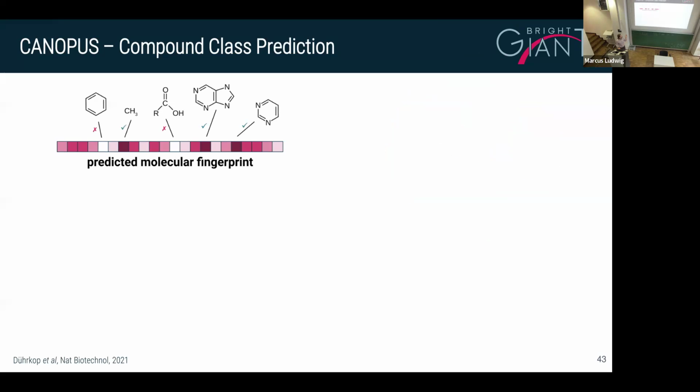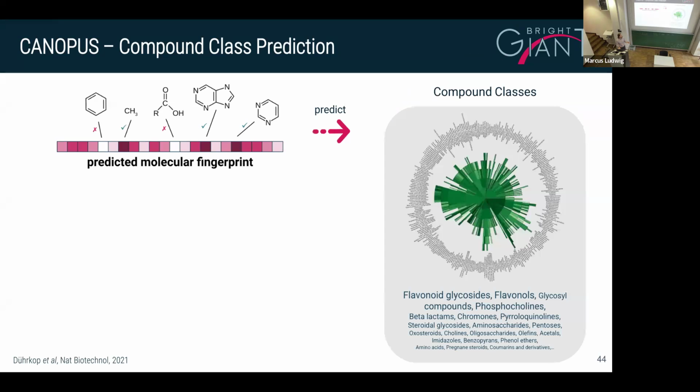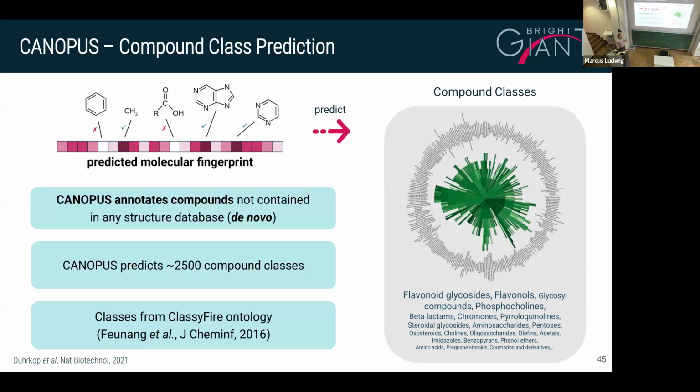So that's what it's doing. It gets this molecular fingerprint we predicted, and instead of searching a structure database, it predicts common classes like, is it a glycoside, is it a flavonoid, and so on. And it can do that for roughly 2,500 compound classes. They are based on the classifier ontology from David Wishart. What they basically did is they defined rules how to automatically detect from a molecular structure which compound class it belongs to. And we now can really search a spectrum and give you the compound class for that.